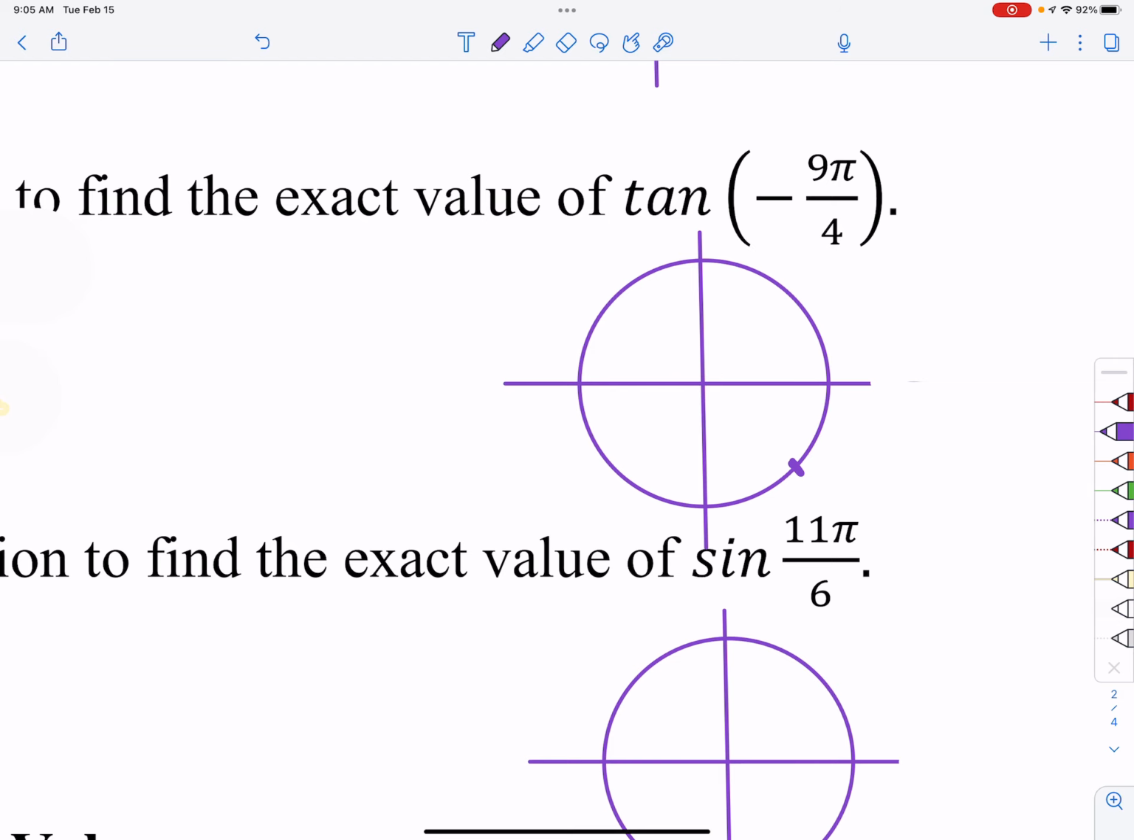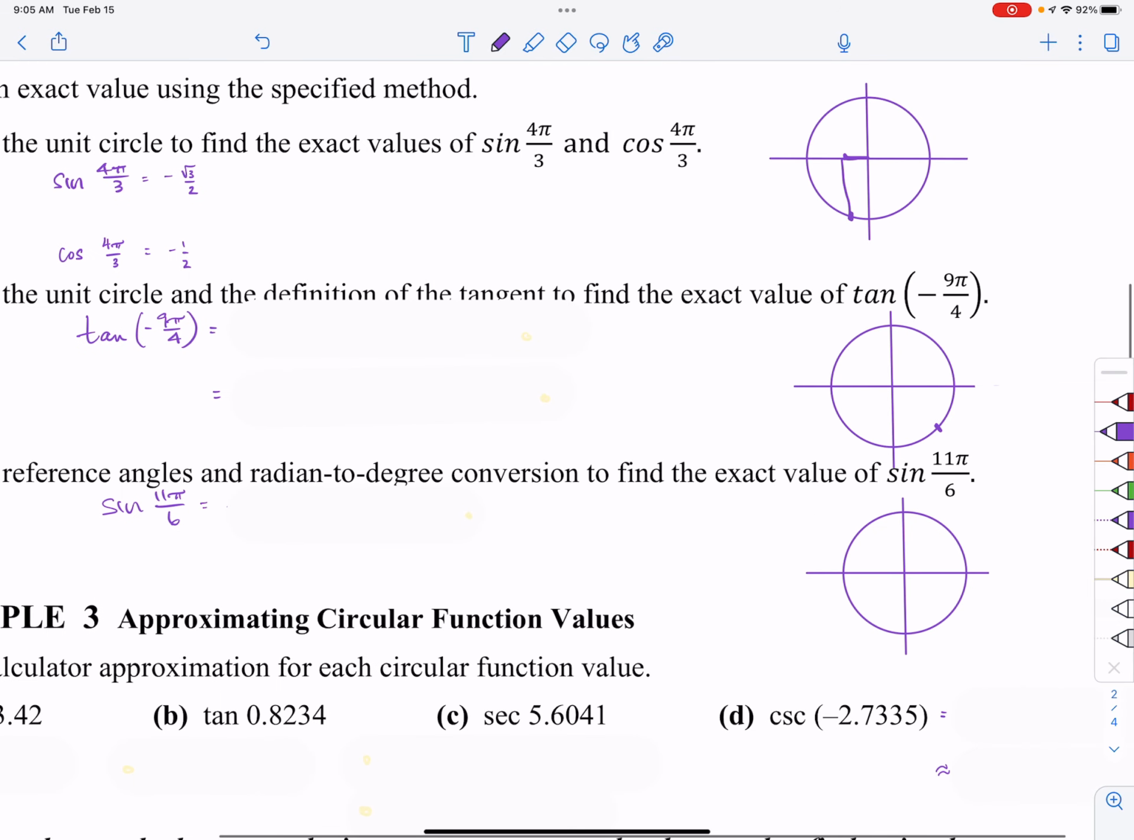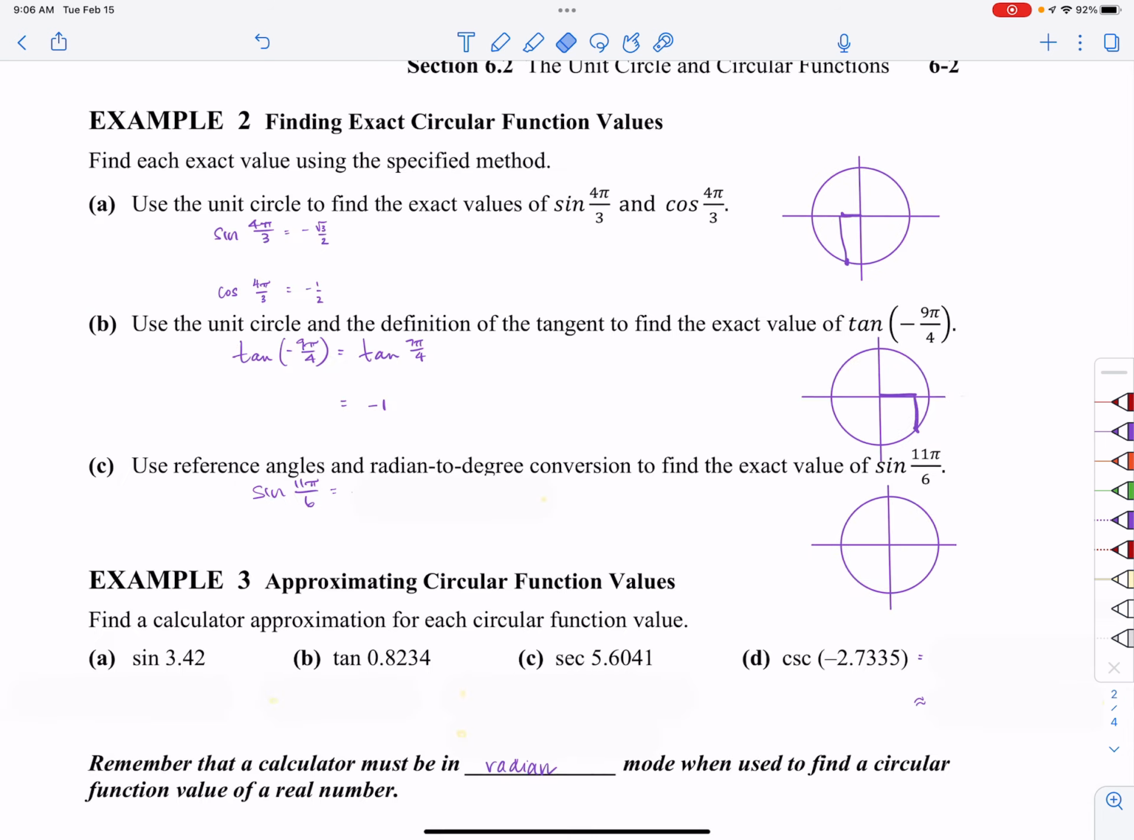So negative 9 pi over 4 is going to be in the same location as 7 pi over 4. So finding the tangent is going to be the same for both of those. My tangent, remember, there's a couple ways to do this. You could say it is my y value over my x value. You could say it's my sine value over my cosine value. Either way, the legs here are identical to each other. And so my y value over my x value is going to be 1, except that one of them is negative, so it's going to be negative 1.